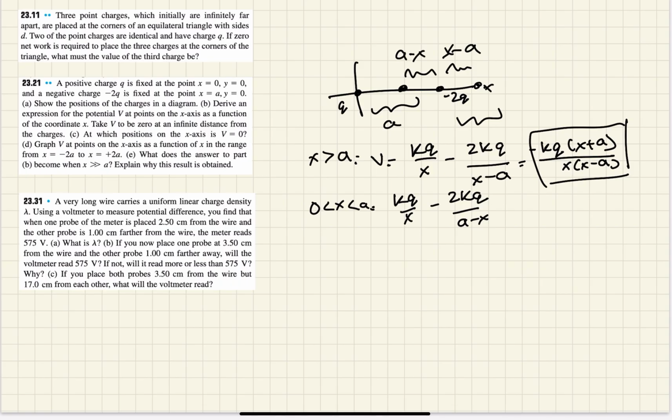If it was x minus a, it would be negative, which we don't want. It has to be a minus x. And so combining these together, you get kq times (3x minus a) over x times (x minus a).